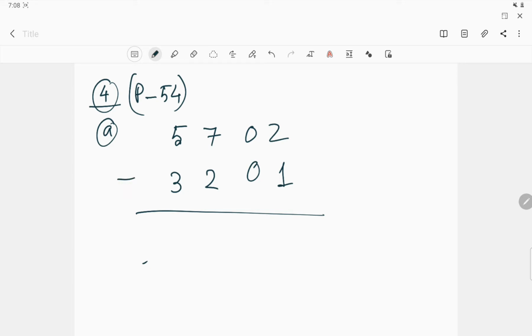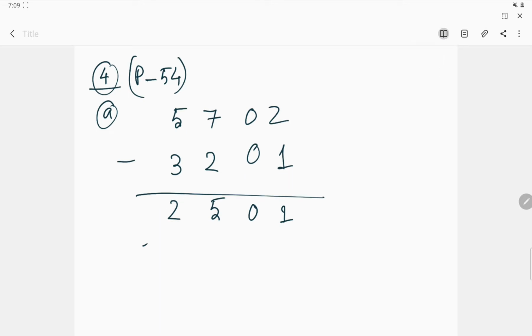Page number 54, question 4A says write in columns and find the difference. 5702 is the minuend, and the subtrahend is 3201. Now find the difference. 2 minus 1 is 1, 0 minus 0 is 0, 7 minus 2 is 5, and 5 minus 3 is 2. So the difference will be 2501. It's very easy.